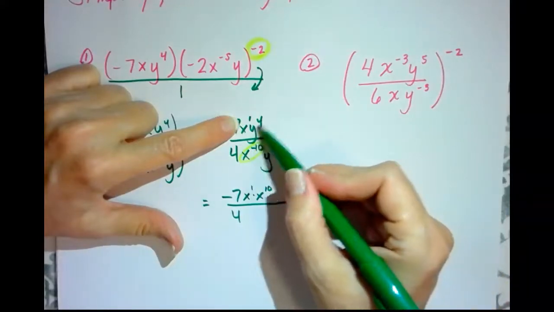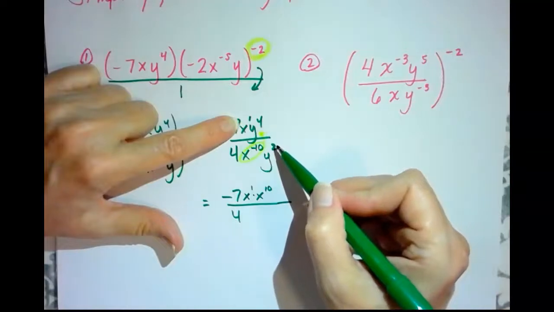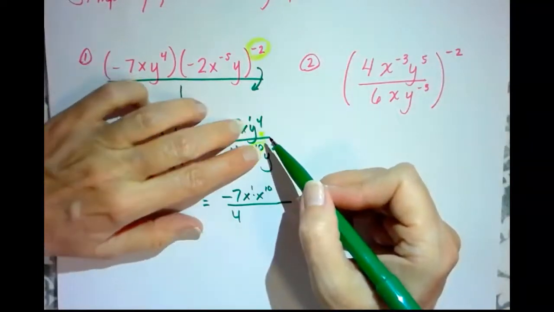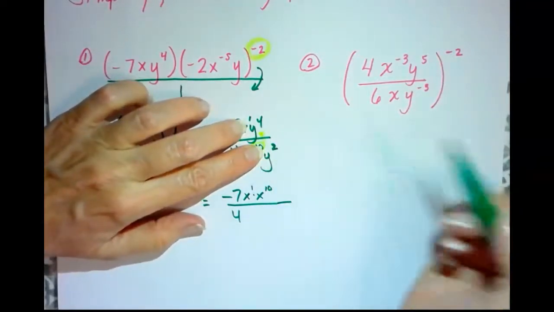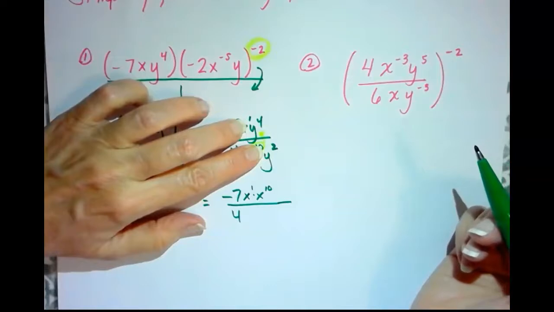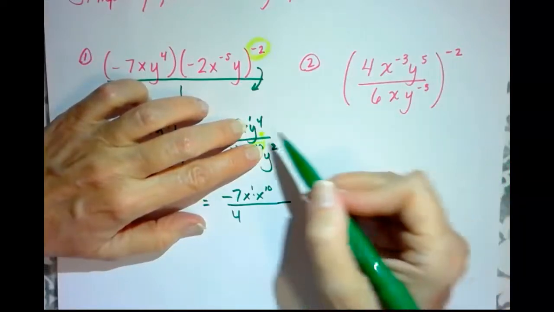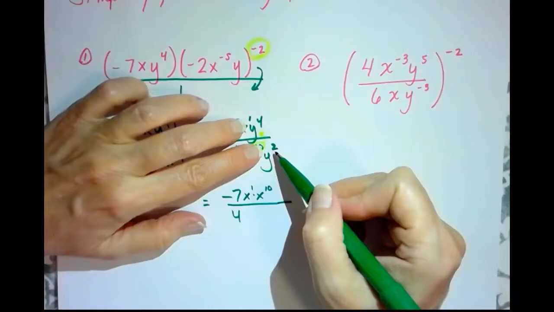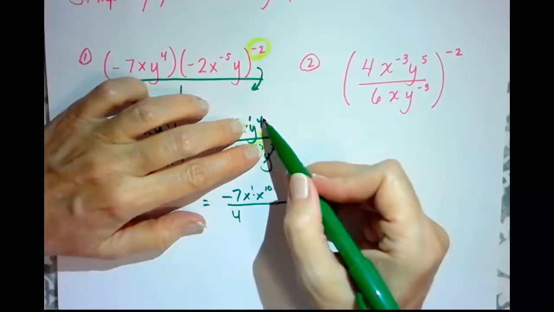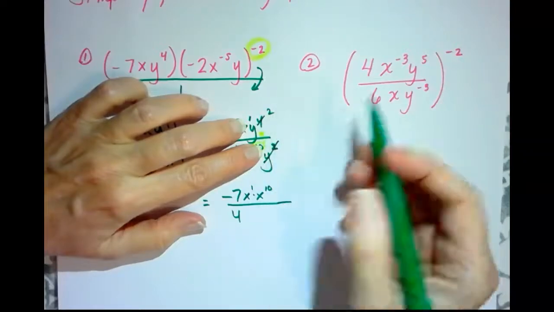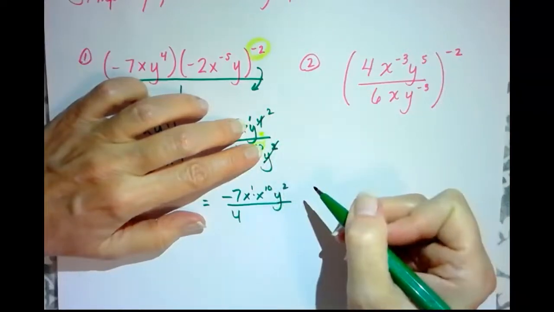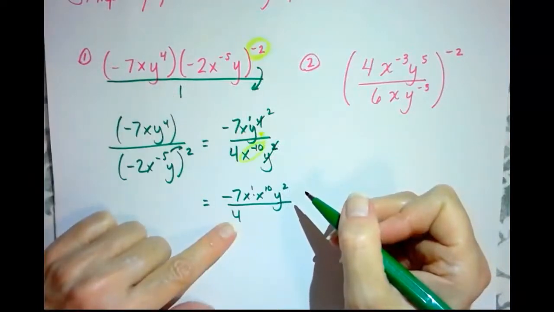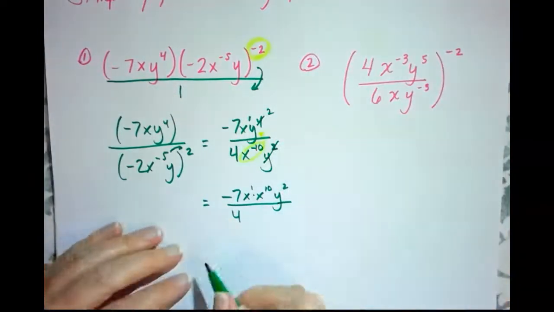And then y to the 4th over y squared. This is a quotient that needs to be simplified. The bases are the same. There are 4 powers on the top, 2 powers on the bottom. Both of those cancel with 2 of those. 4 minus 2 leaves 2. So y squared up on the top. Only thing left on the bottom is the coefficient 4.